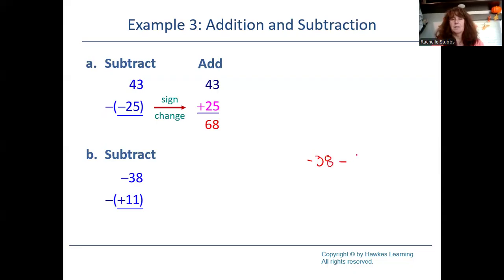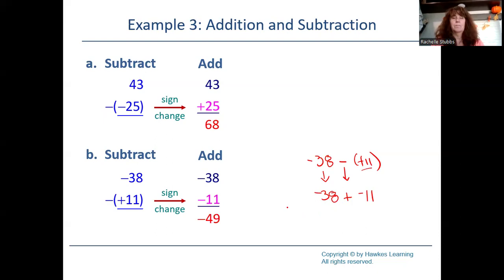Minus a positive 11. I'm going to rewrite that as a negative 38. Change that to addition and write the opposite of a positive 11. So a negative 38 plus a negative 11, they're the same sign, aren't they? So now we just go back to our addition rules. Negative 38 plus a negative 11 would be a negative 49.